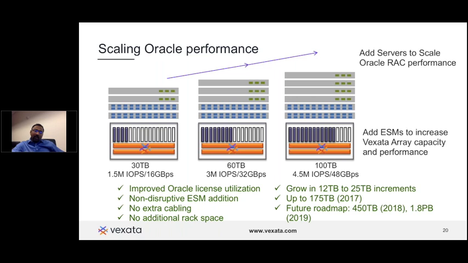So what this provides is a very, very simple way to scale Oracle workloads. You can scale your databases in a very simple way by adding servers into your Oracle rack, and you can scale the array just by non-disruptively adding more Ethernet storage modules into the array. In fact, the application can continue to run as our customers add these ESMs. There's an automatic load balancing that kicks in and takes the performance to much higher levels.